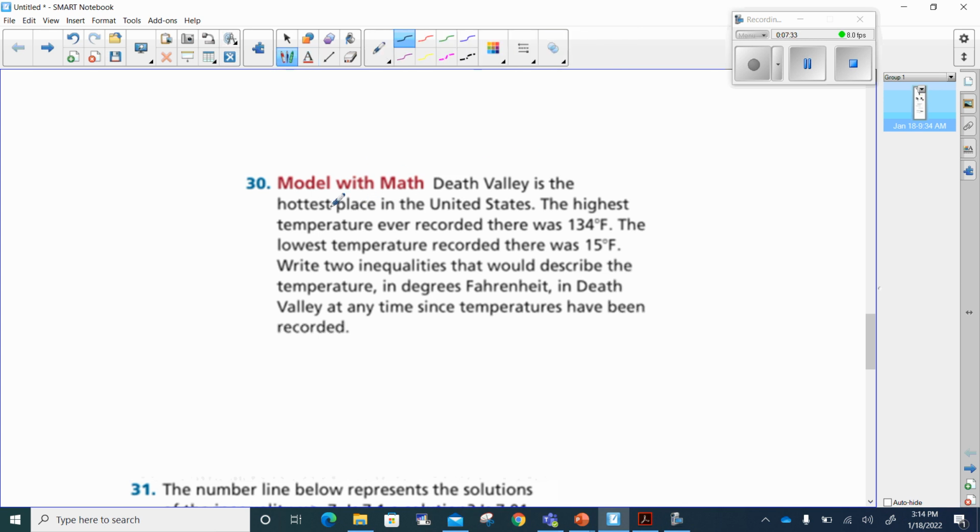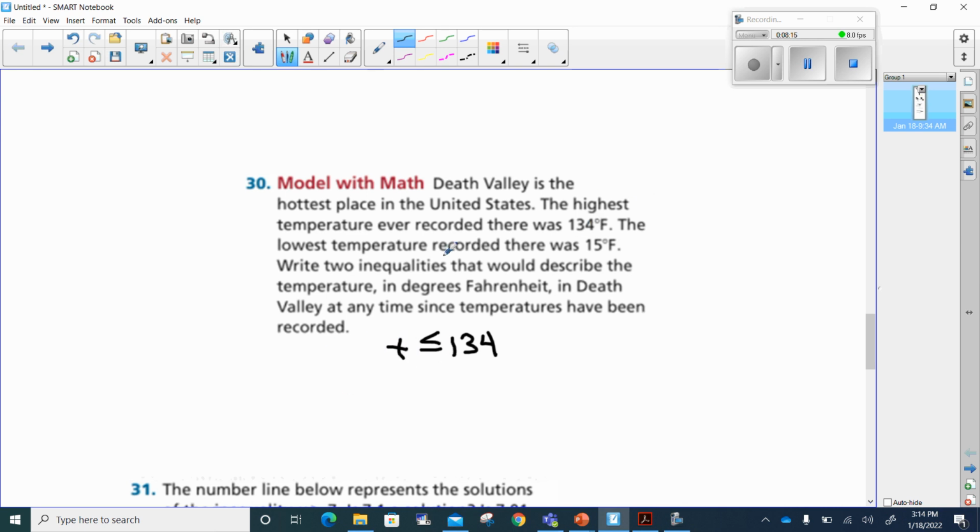Death Valley, hot place, got that. Guess that's why they call it Death Valley. Highest temperature ever, 134. Lowest temperature recorded there, 15 degrees Fahrenheit. Write two inequalities that describe the temperature. Well, the first one has to be, remember, it was the highest ever at 134. So that means the temperature has to be equal to or less than 134.